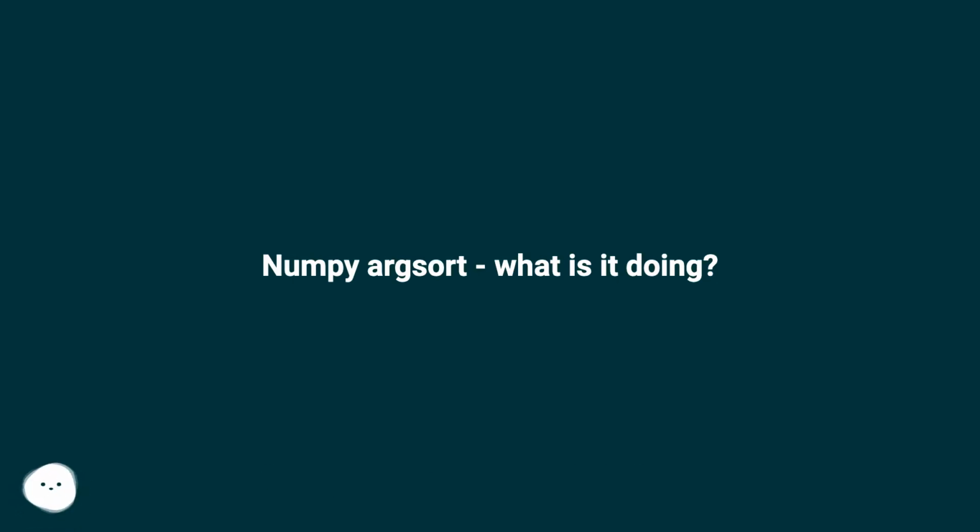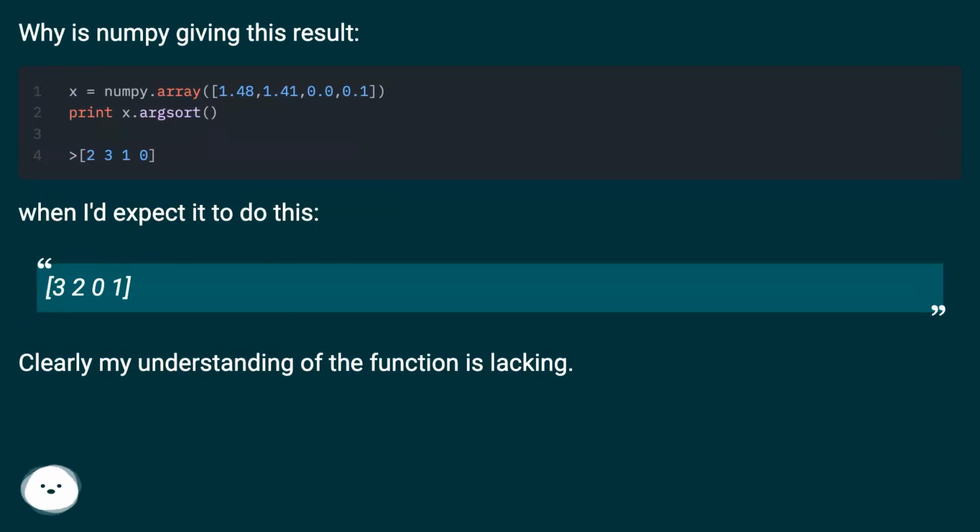Numpy argsort, what is it doing? Why is numpy giving this result, when I'd expect it to do this: 3, 2, 0, 1. Clearly my understanding of the function is lacking.